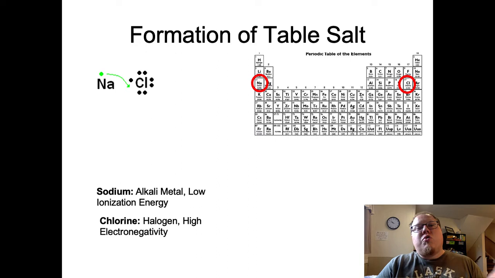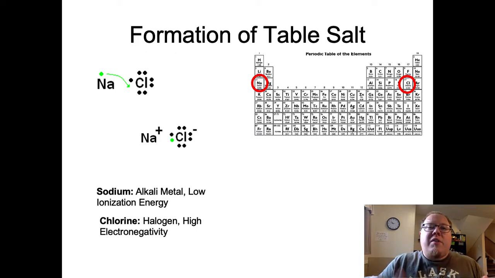So that electron moves over to the chlorine, and now we are left with a sodium that has no valence electrons, or rather it doesn't have any in the third anymore. Now it's filled out its second, so it's completely full in the second, but nothing in the third. And the chlorine has a full third energy level there. So these two ions, positively charged and negatively charged, are attracted to each other, and they form the compound sodium chloride.